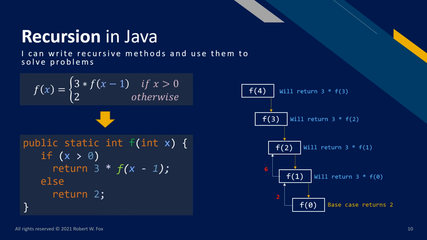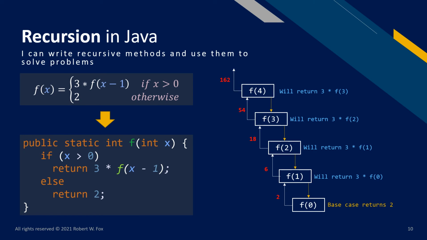3 times 2 is 6, and it returns. And now f of 2, who was waiting to return 3 times f of 1, can do that because it now knows f of 1 is 6. 3 times 6 is 18, 3 times 18 is 54, 3 times 54 is 162, and finally, our original method f of 4 can resolve. It was waiting that whole time for f of 3, and once it got it, it was able to return the answer.